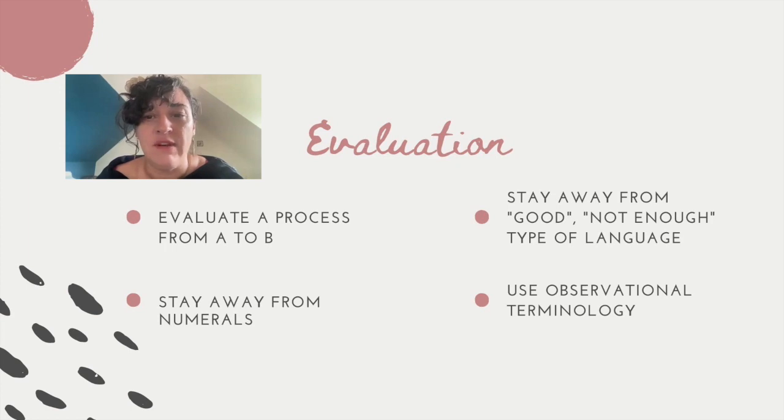So the last kind of ingredient of our how-to is, of course, the evaluation. So we're in tertiary education, needing to evaluate things. And so one thing that's important is that you have to understand that when you're doing sense-based learning, you're evaluating a process, a road from A to B. You're not evaluating a result. You need to stay away as much as possible from numerals and to stay away from good or not enough type of language, this kind of qualitative language, and use instead observational terminology.